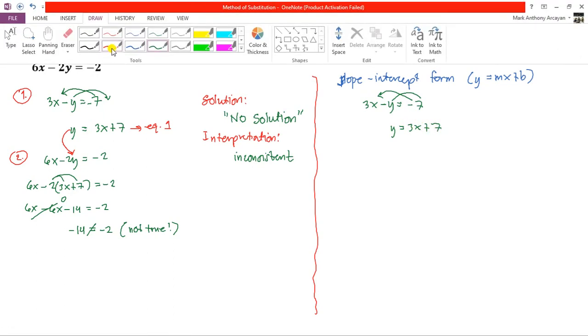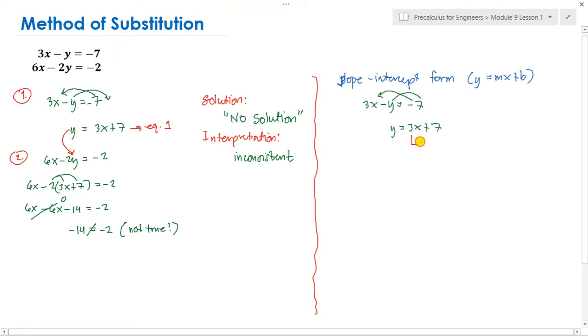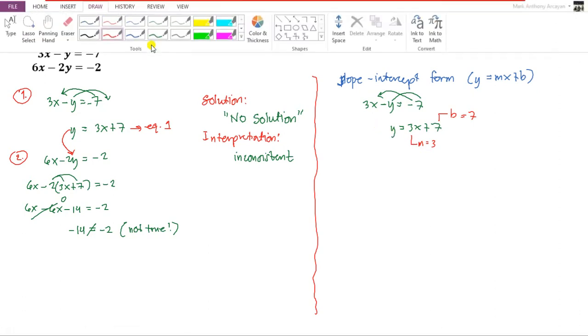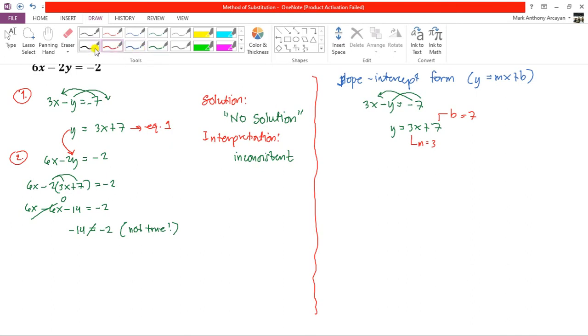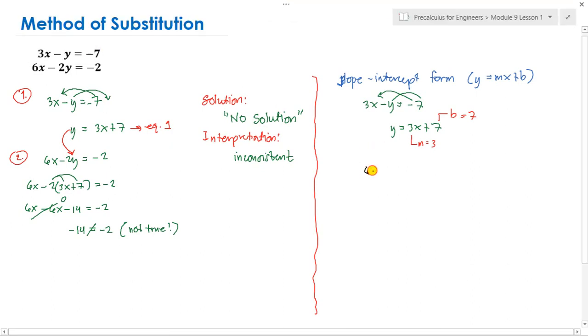Here, our slope is 3, and our y-intercept is 7. Can you see this is m, the slope. m is equals to 3. So those are the findings for the first equation. Now for the second, we have 6x minus 2y is equal to negative 2.